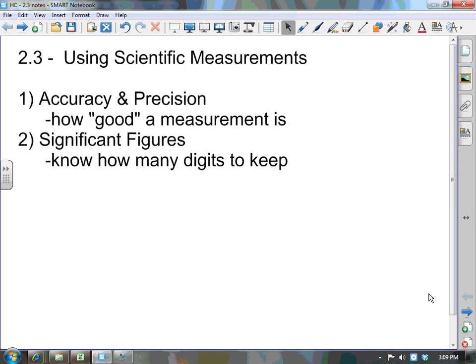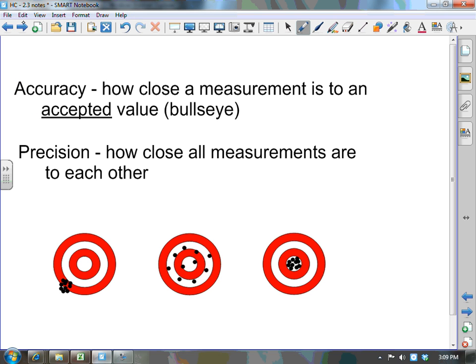In today's video, we're going to talk about the first topic in section 3, accuracy and precision. This is going to tell us a lot of information about how good a measurement is and whether or not we need to collect more data, keep data, or ignore data. So let's talk about accuracy and precision.